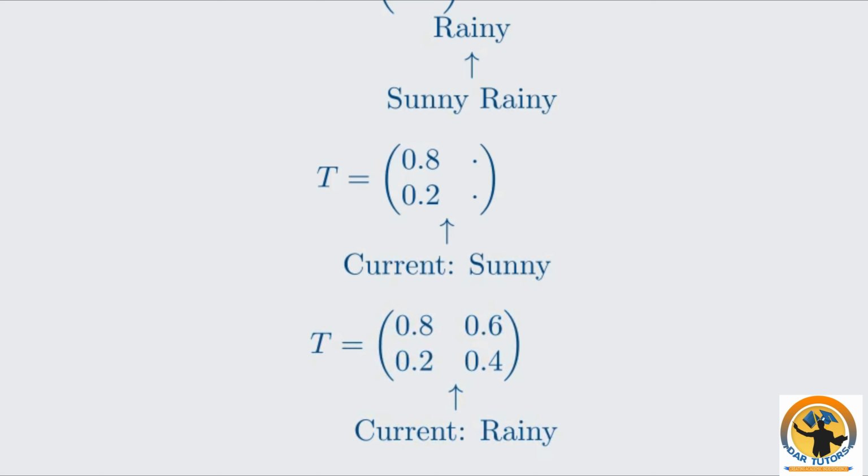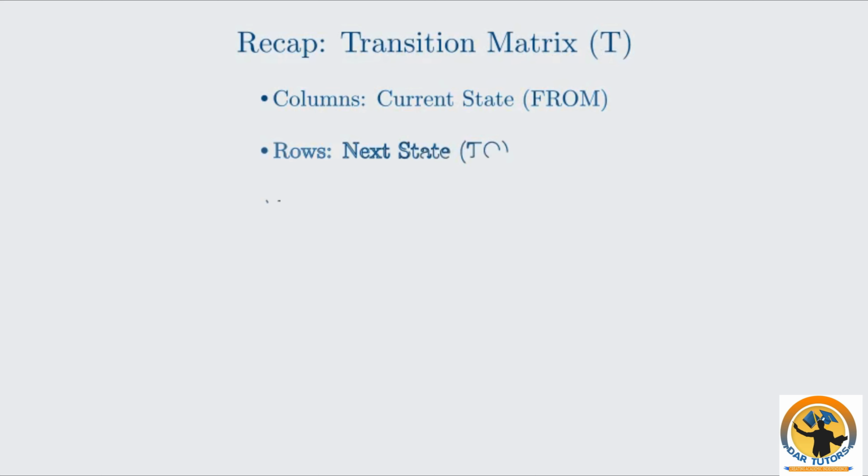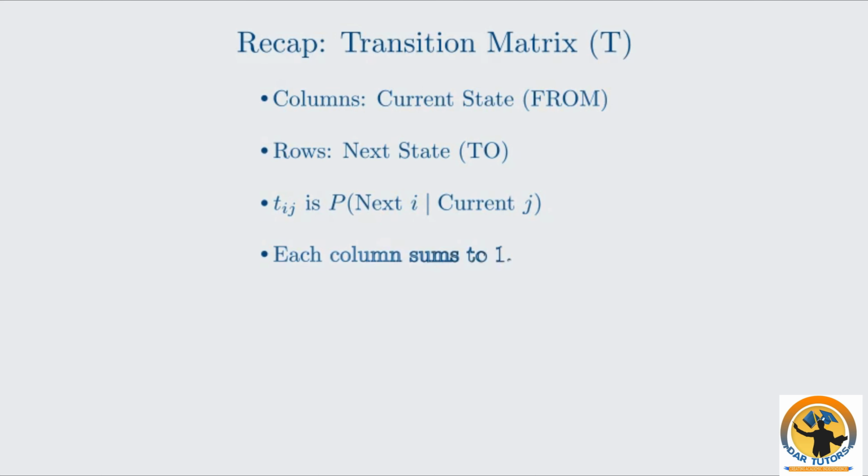Let's verify the column sums. Column 1, 0.8 plus 0.2, is 1. Column 2, 0.6 plus 0.4 equals 1. The matrix is correct. To recap, we've learned to build a transition matrix T from a diagram or a set of probabilities. We label columns as from and rows as to, and always check that each column sum is 1. This matrix T is the core of our algebraic model.